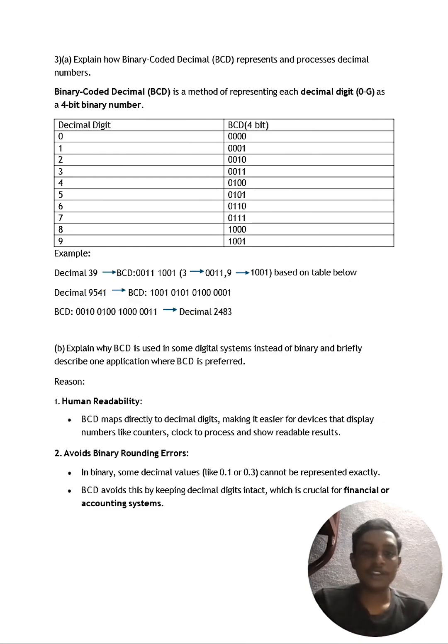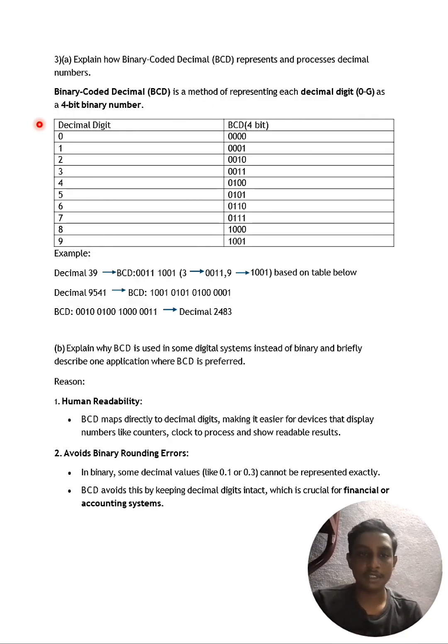Today I am going to present question 3a. Explain how binary coded decimal represents and processes decimal numbers. Binary coded decimal is a method of representing each decimal digit 0 to 9 as a 4-bit binary number.